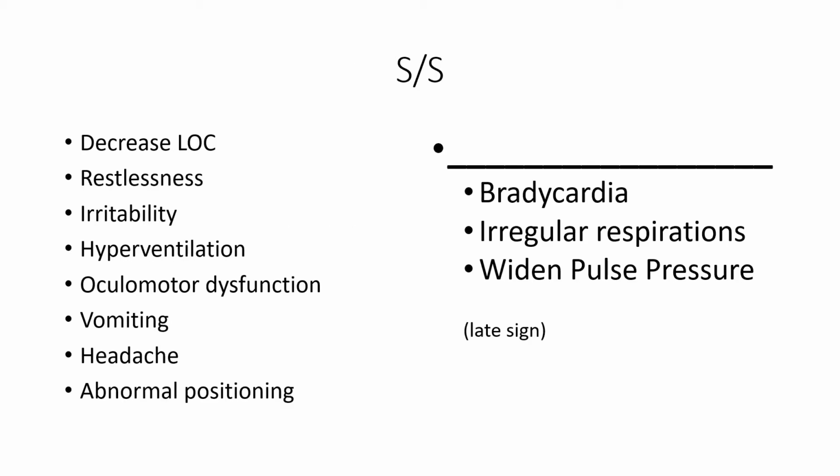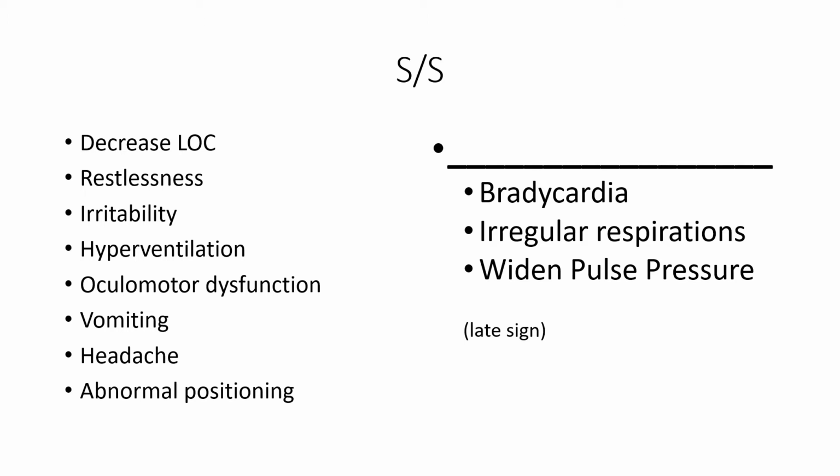So as nurses, what are we looking at whenever we say someone has increased intracranial pressure? One of the first signs is going to be a decreased level of consciousness. They can also have restlessness, irritability, hyperventilation, oculomotor dysfunction, and vomiting, usually vomiting without being nauseous. They can have headaches, and they can have some abnormal positioning.